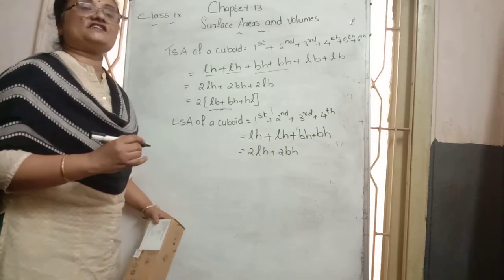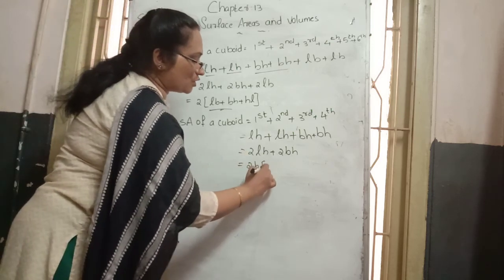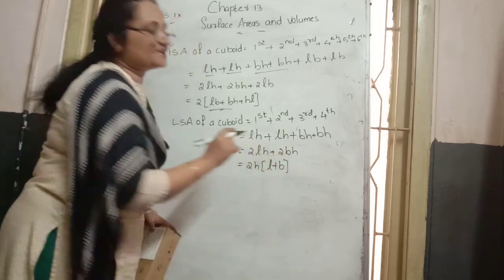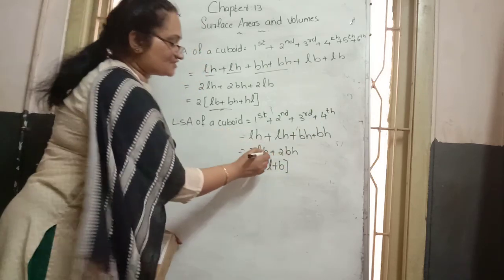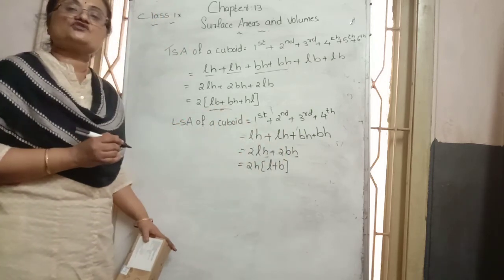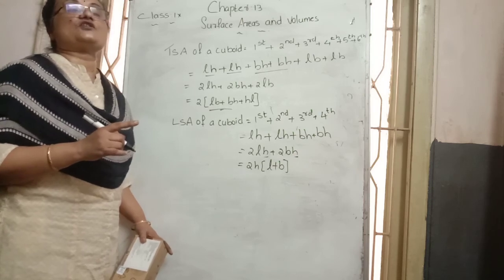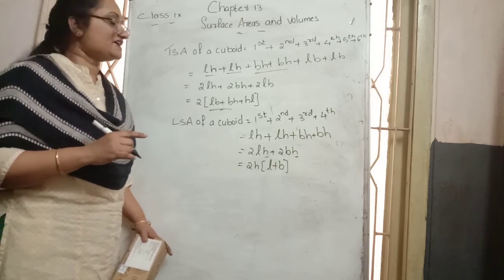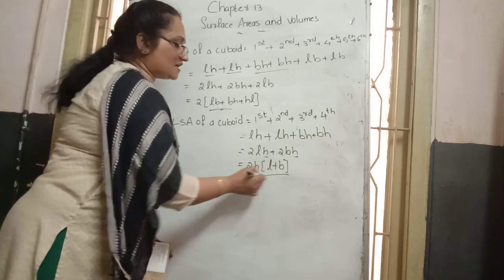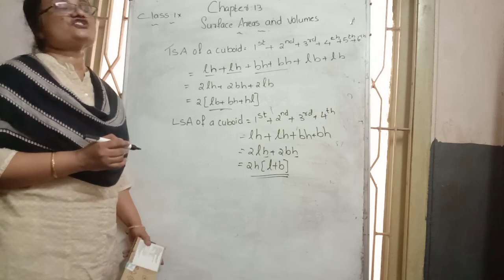Which are common there? 2 and H are common there. That's why 2 and H are taken common outside. The remaining part, L and B, is kept inside the bracket. Here H is there, here also H is there, 2 is there, here also 2 is there. So 2H into (L plus B). 2 and H are common, that's why we take them outside, and L and B are kept inside the bracket. This is the formula for finding the LSA of a cuboid shape.